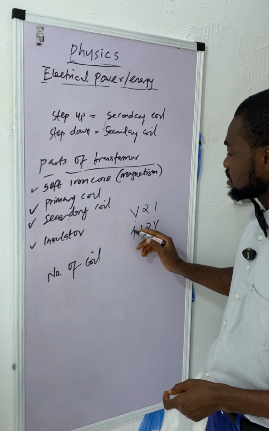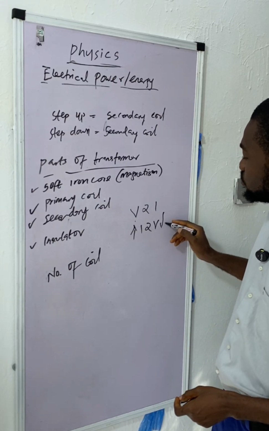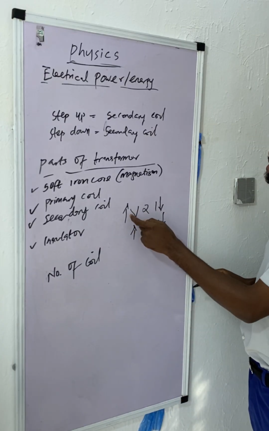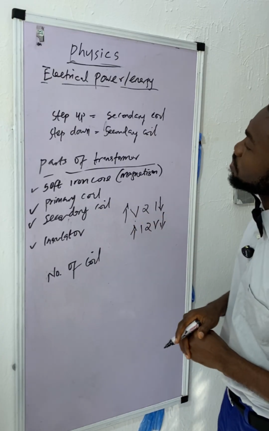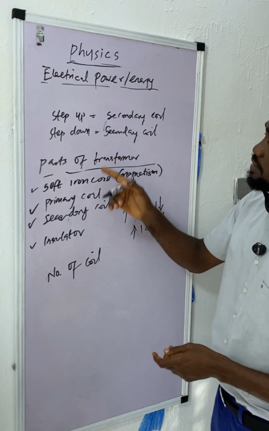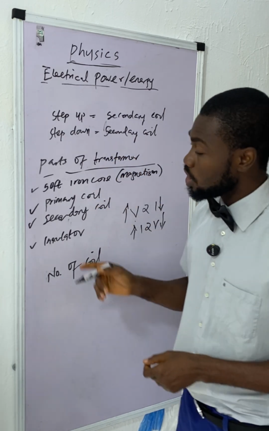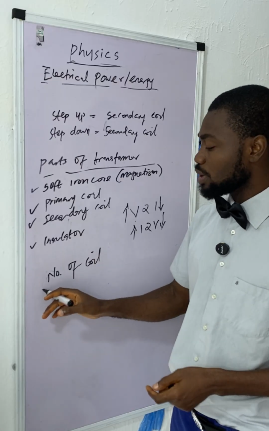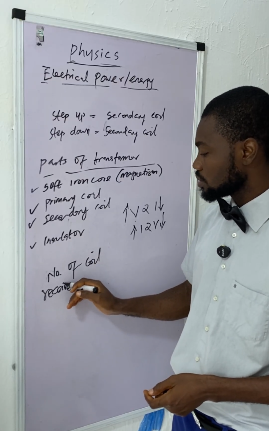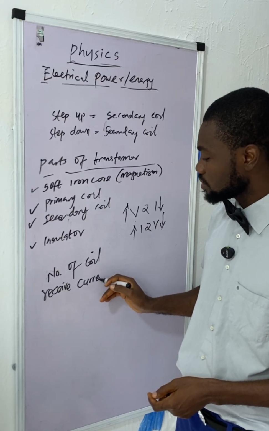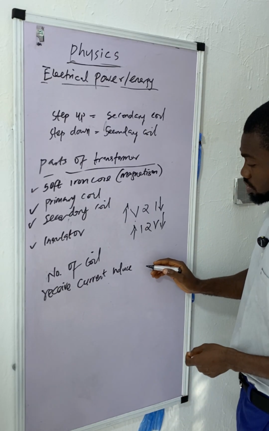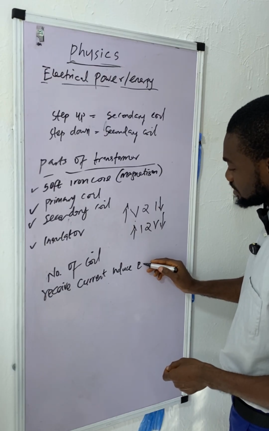As voltage increases, current reduces. As voltage reduces, current increases. So that's it, inverse proportionality. Now, we've already talked about the function of the secondary coil. So what is the function of the primary coil now? The function of the primary coil is to receive current and induce what? Induce electromagnetism.